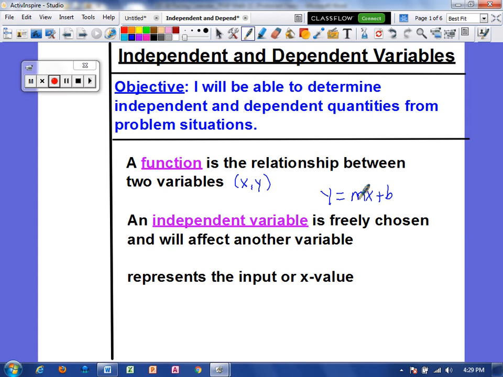One is independent and one is dependent. Your independent variable is going to be x. So x is going to affect what y becomes. So let's say you go to the store and buy some candy bars. The independent variable would be the number of candy bars that you buy, because the less you buy, the less it's going to cost, and the more you buy, the more it's going to cost. So that's affecting the end result.